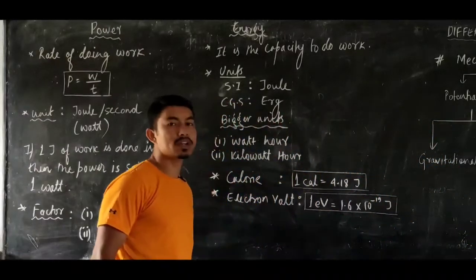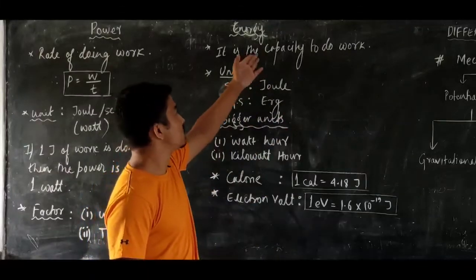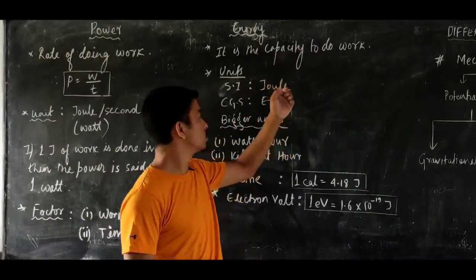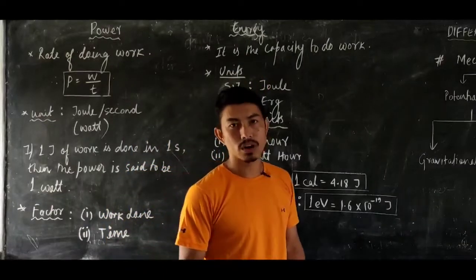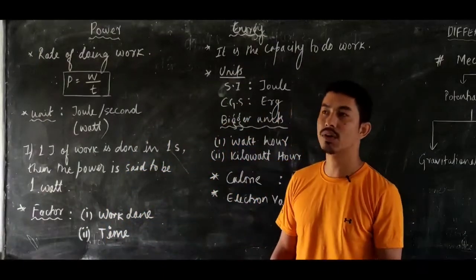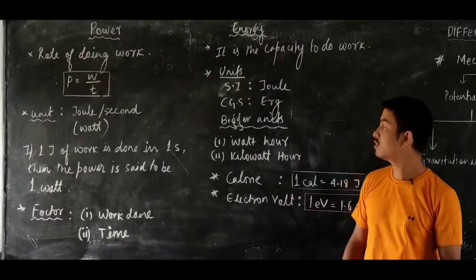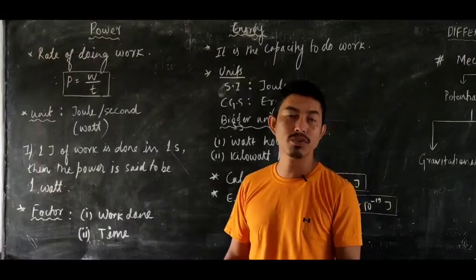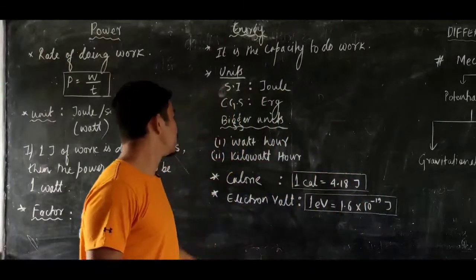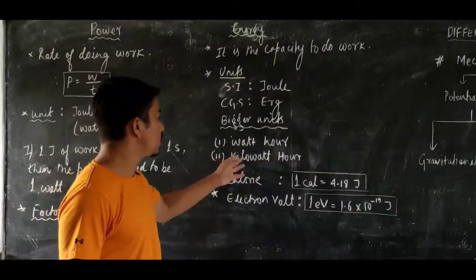Now coming to the unit: since energy is the capacity to do work, the unit of energy and work is the same. That is, the SI unit of energy is joule and the CGS unit is erg. Apart from that, we also have bigger units to measure energy, such as watt hour and kilowatt hour.